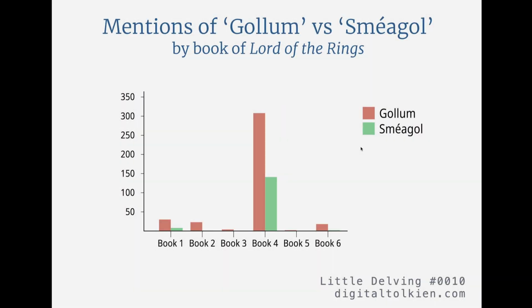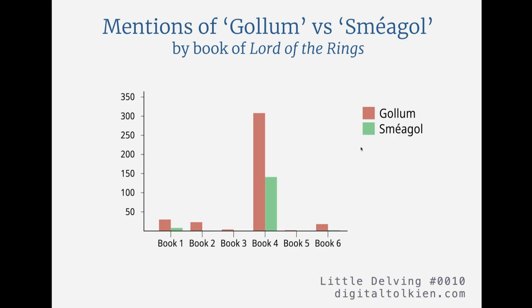Now we come to Little Delving 10, which is another one that is counting the number of occurrences of particular words across the 6 books of Lord of the Rings. In this case, we're looking at mentions of Gollum and Smeagol. So just to emphasize again, this is not occurrences of the character. This is mentions of the actual word Gollum and Smeagol.